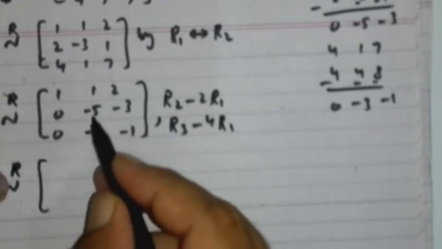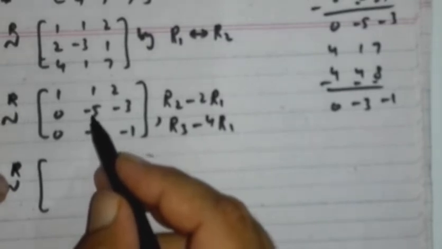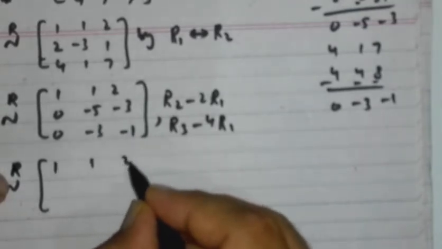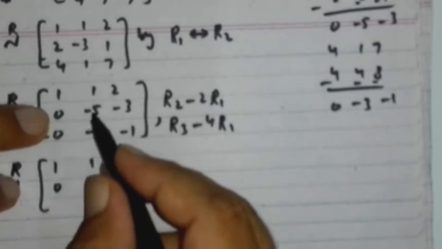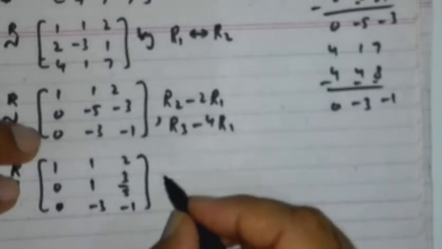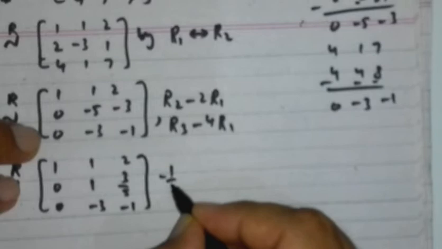Now make this minus 5 into 1. How? Multiply row second with minus 1 over 5. So it will become 1, 1, 2, and 0 minus 1 over 5 into 0, we get 0. Minus 1 over 5 into minus 5, so here we get 1, and here we get 3 over 5. And write it 0, minus 3, and minus 1 in its place. How? Multiplying minus 1 over 5 with row second.